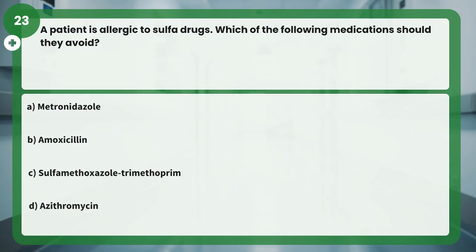Question 23. A patient is allergic to sulfa drugs. Which of the following medications should they avoid? A. Metronidazole. B. Amoxicillin. C. Sulfamethoxazole trimethoprim. D. Azithromycin.